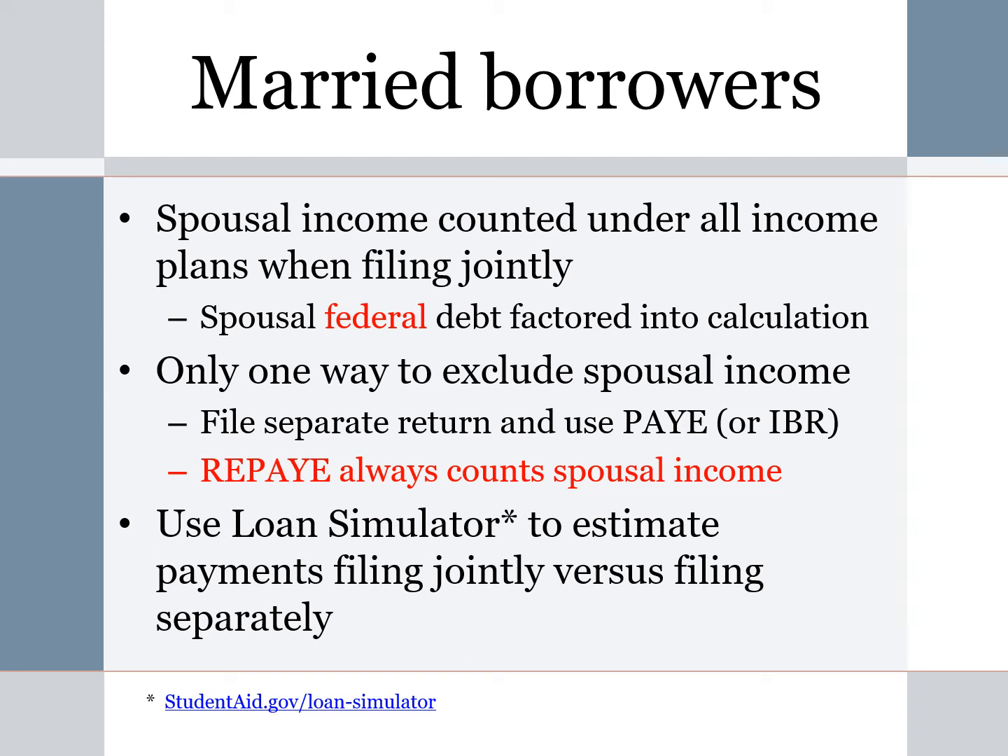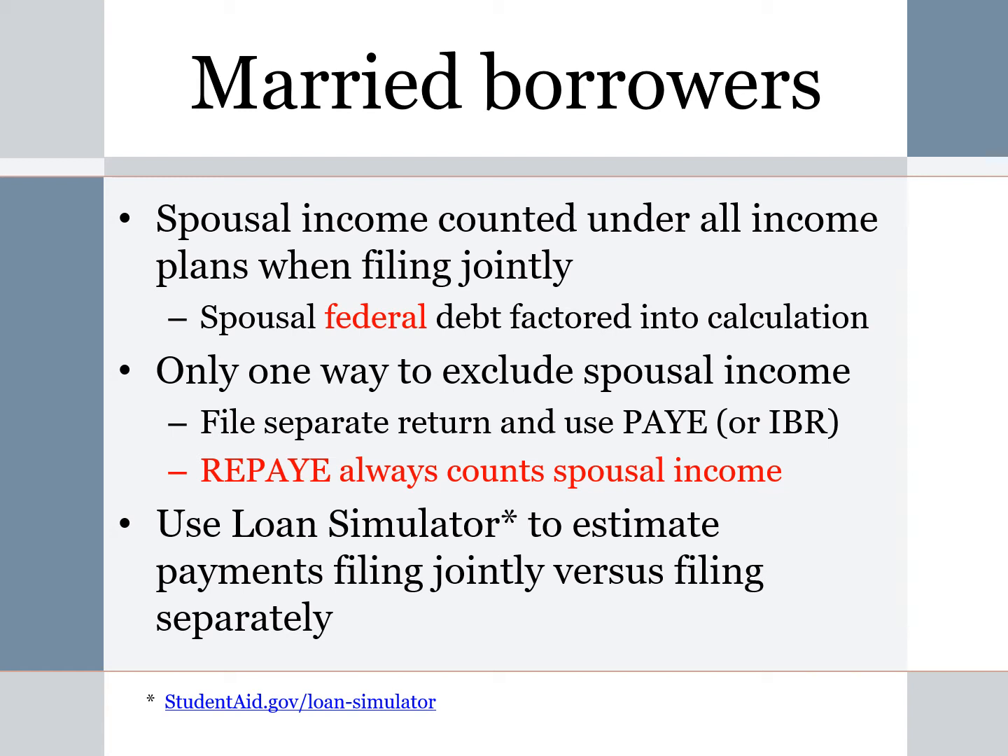So what about married borrowers? I would encourage you to keep this as simple as possible. Spousal income is going to be counted under all income plans when you are filing a joint tax return, because the AGI, the adjusted gross income number on the tax return, will include spousal income. But note that spousal federal student loan debt is also factored into the payment calculation. Now, folks, it's not a dollar for dollar wash.